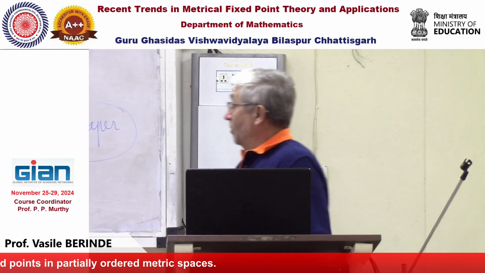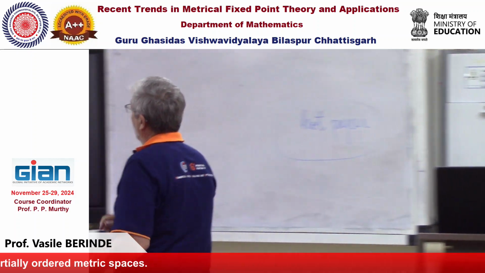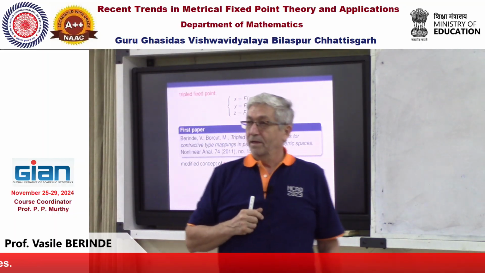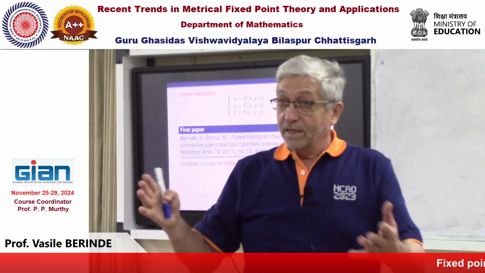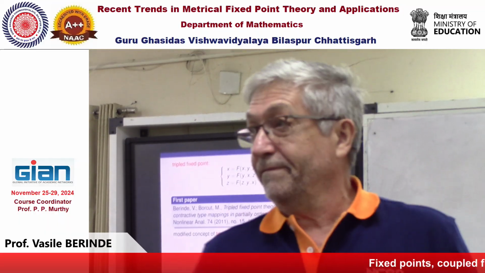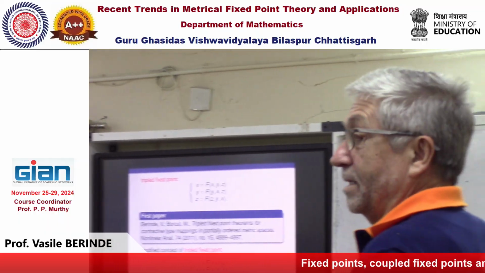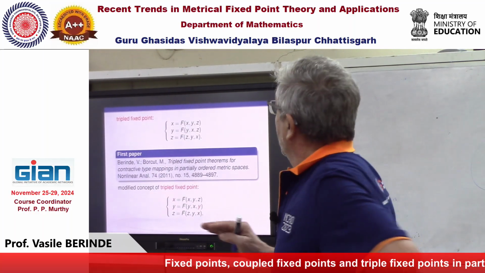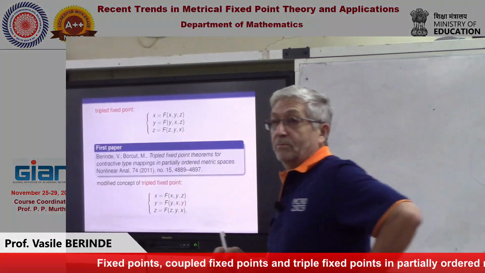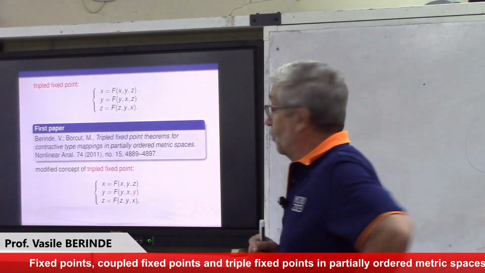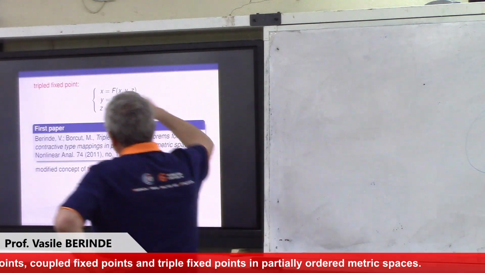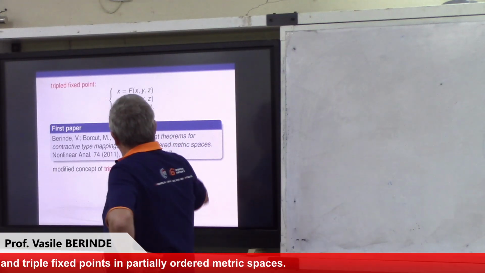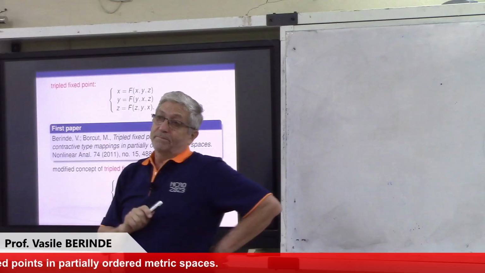And what was the problem? He proposed this definition for the triple fixed point. And when reading his draft, I realized it does not work. The proof in the case of coupled fixed points does not work anymore. So I discovered, and this is my contribution, that because of this Z, it doesn't work.